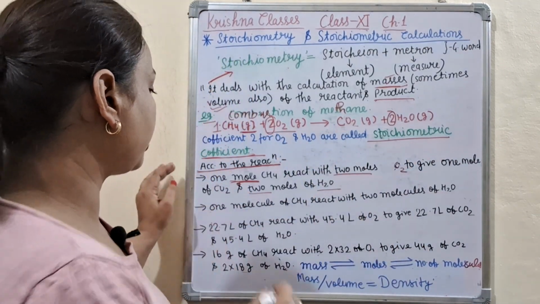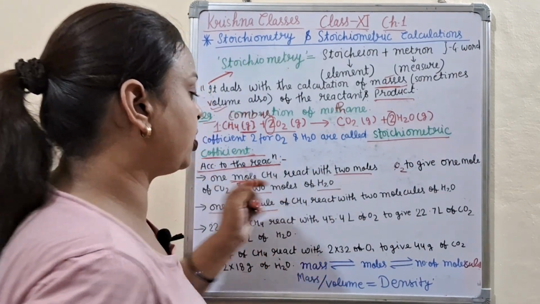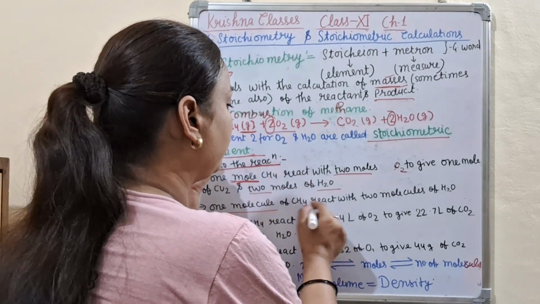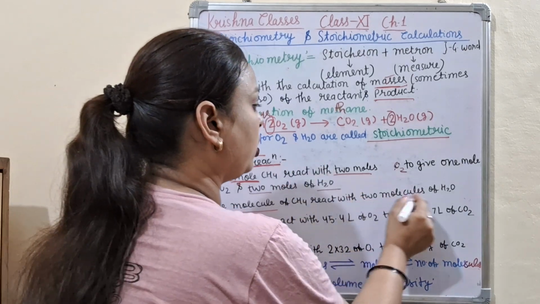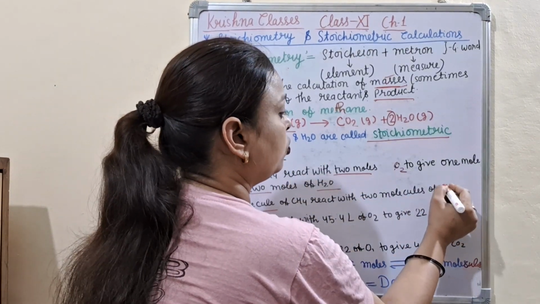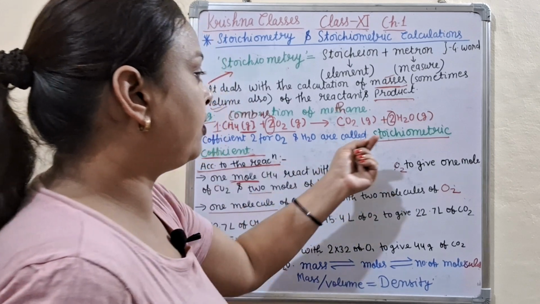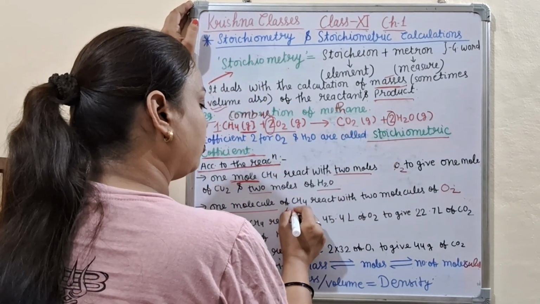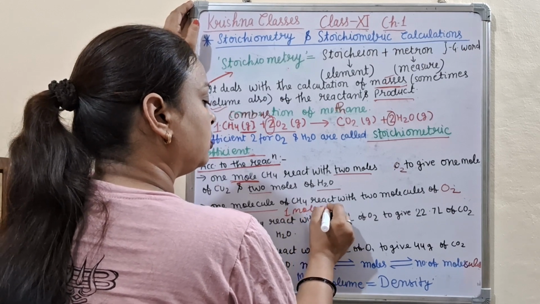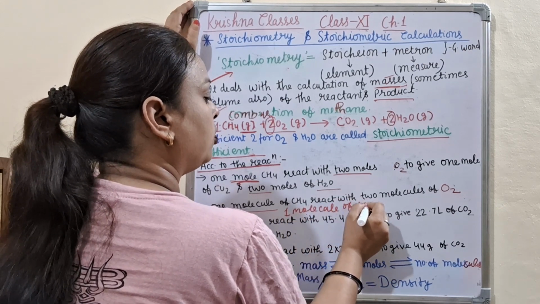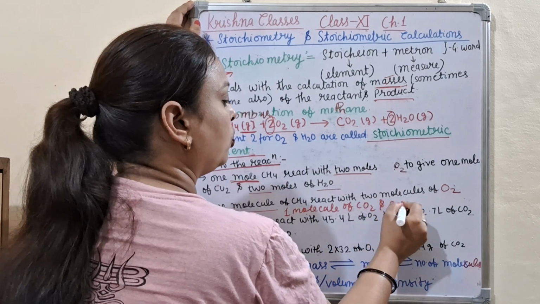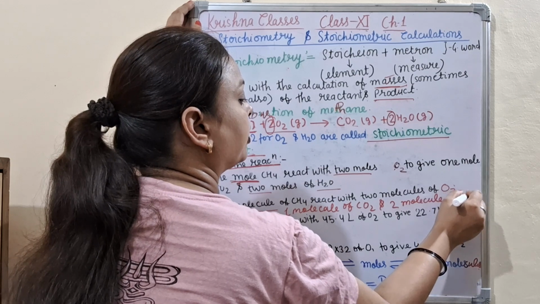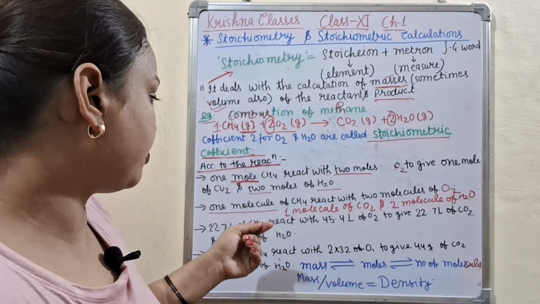Now come to the next point. You can say 1 molecule of CH4 reacts with 2 molecules of oxygen and gives out 1 molecule of CO2 and 2 molecules of water. So now come to the next point.